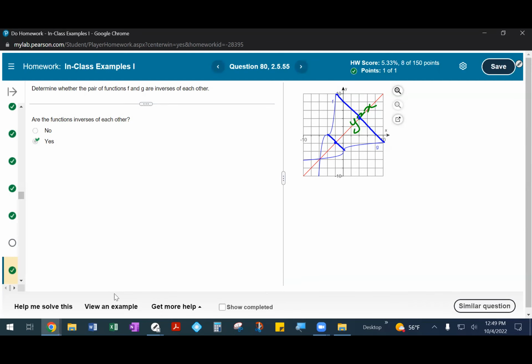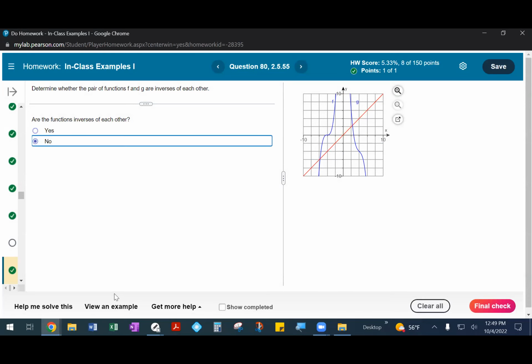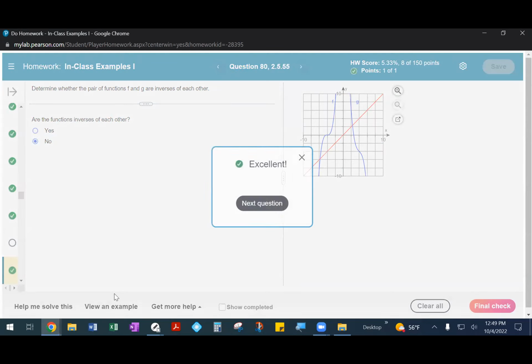But let's pick another example and let's see what other options it shows. Now what happens when you try to fold it along that red line? They're not going to be reflections of each other. So this is not an inverse.